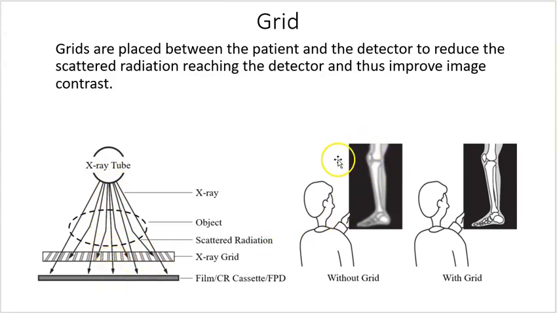And so if you didn't use a grid, you'd get this sort of flat gray image that's not very sharp, whereas if you use a grid, you don't get all that extra scatter radiation, and everything is high contrast, black, white. You don't have many shades of gray in this image. So that is what a grid is used for.